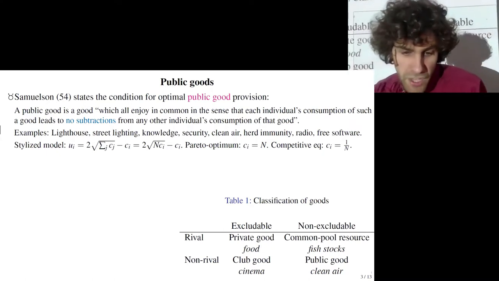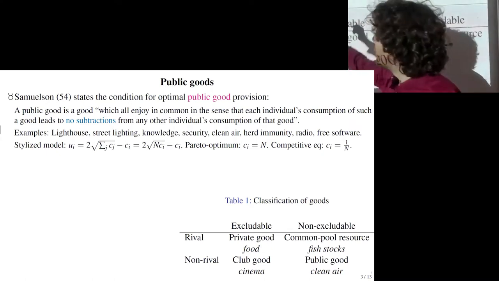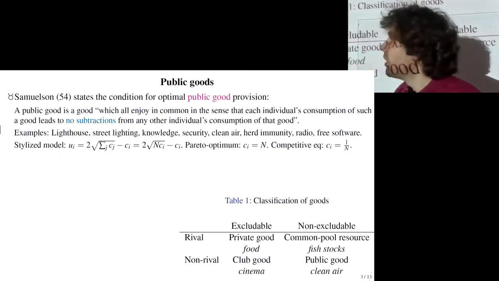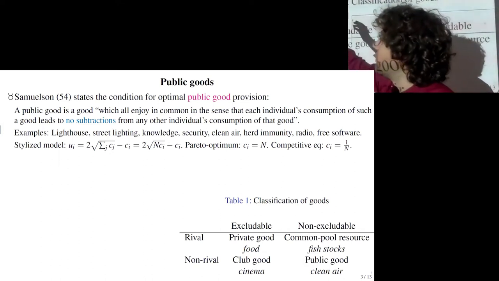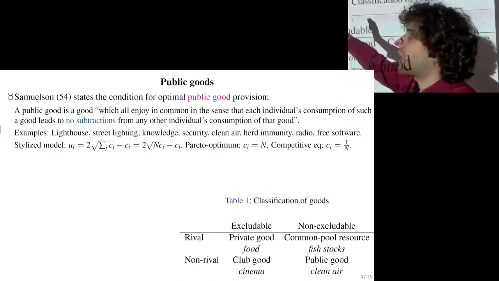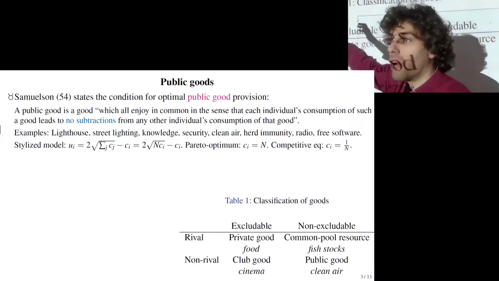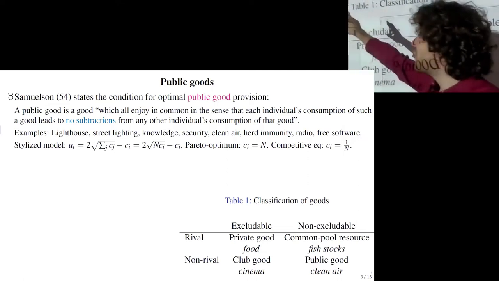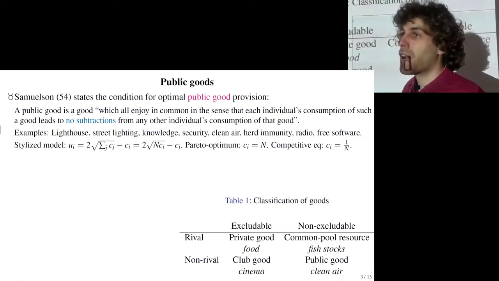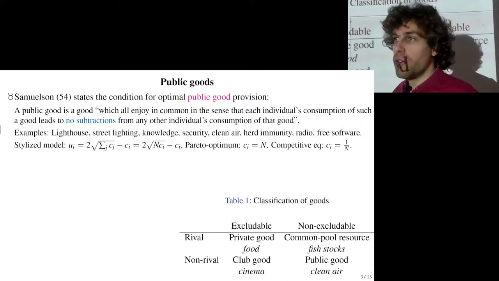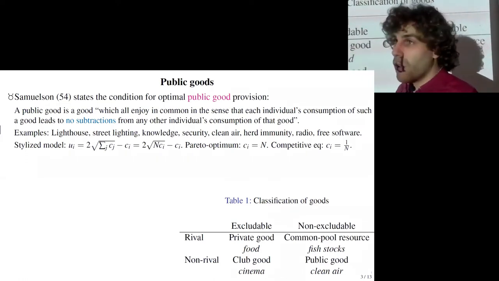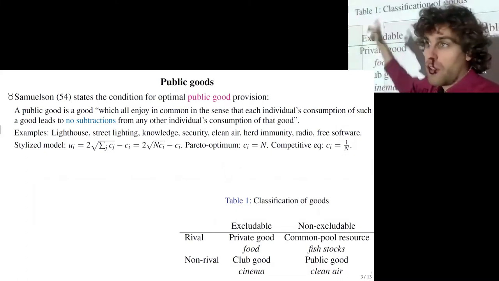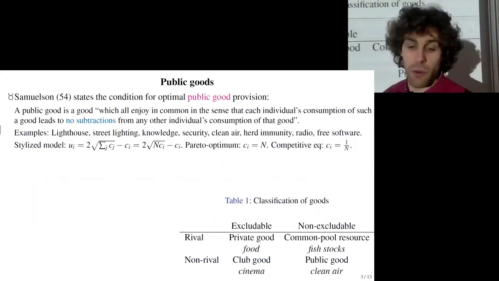And I put a square root to show that there are decreasing returns to the public good. So the first expression is from the point of view of individual i. There is the cost, which is independent of the public good. And then the second equivalent expression is from the point of view of the social planner. I assume that all individuals are identical, and so the provision of the public good is just n times the contribution of an individual.